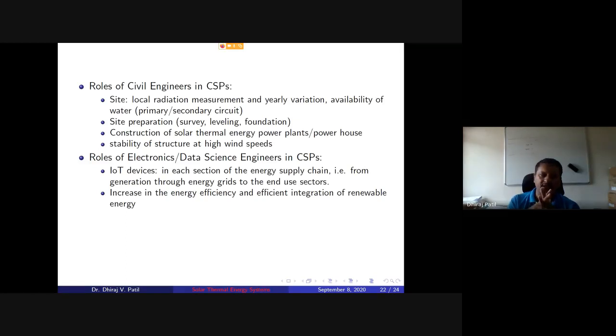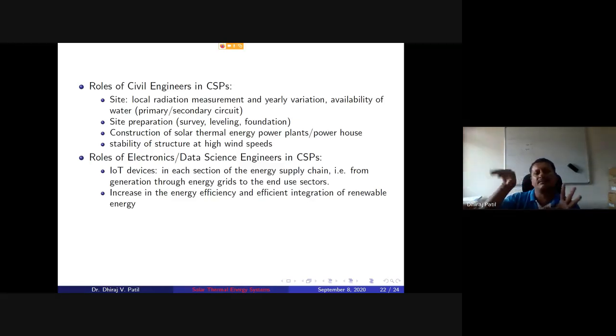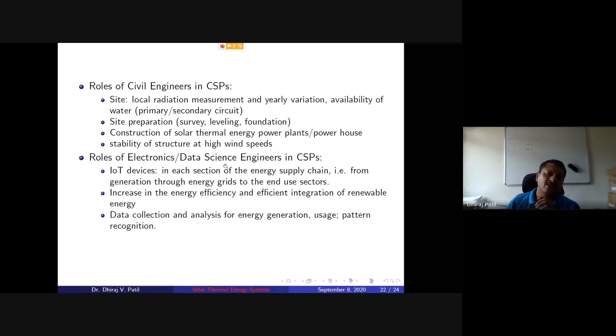Supplying it to the actual grid is a challenging task. So that's why people go for what are known as microgrids. Where you have not the central grid, like we know that India is divided into 4 to 6 grids, central grid and then southern, like that. But you can have a microgrid for a particular region, and you can start using the renewable energy. So we have to increase this energy usage. Data collection and analysis of energy generation and usage, pattern recognition, and machine learning are emerging subjects in the energy sector.